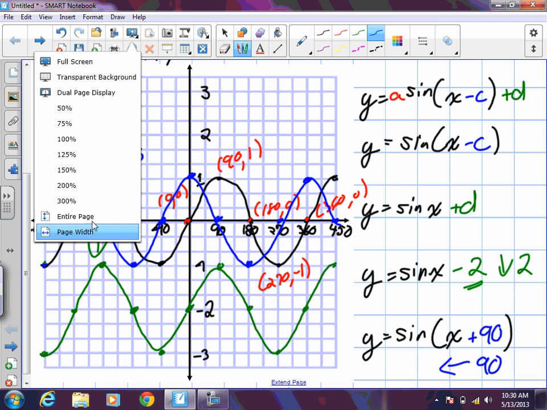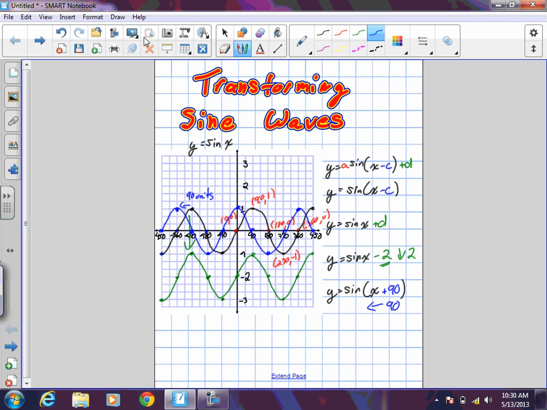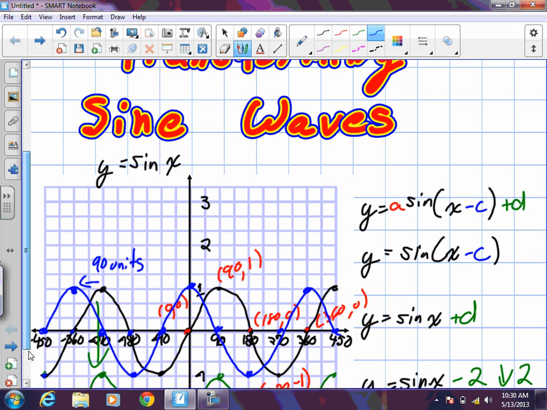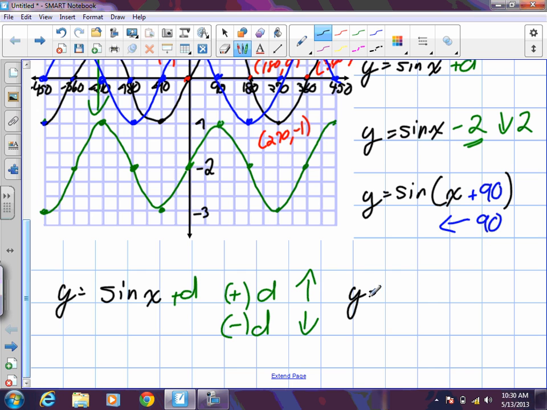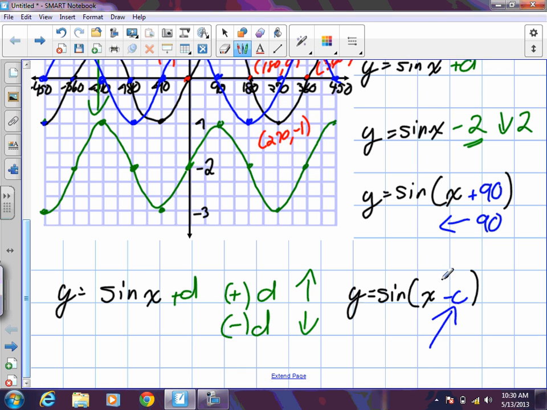So, as a general recap, we'll write a couple rules at the bottom. So, when we're dealing with y equals sine x plus d, when d is positive, we move it up. And when d is a negative value, we move it down. And we're dealing with y equals sine (x minus c). Okay. Now, again, remember, we're going to talk about strictly when the value's inside the brackets. So that has the opposite effect. There's vertical translations with d, horizontal translations with c.